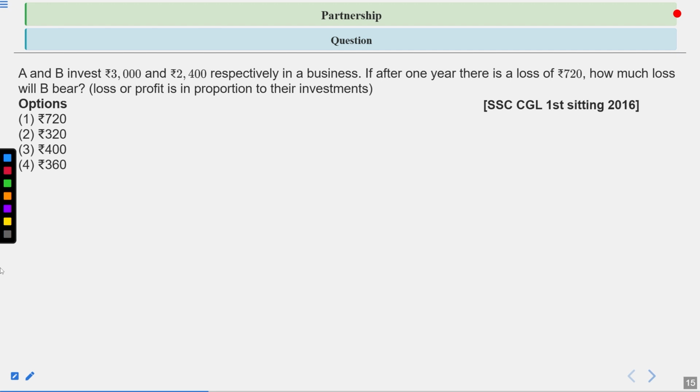A and B invest 3,000 and 2,400 rupees respectively in a business. After 1 year, there is a loss of 720 rupees. How much loss will B bear? Loss or profit is in proportion to their investment. This question was asked in the SSC CGL first sitting exam in 2016. So there are four options. First one is 720 rupees, second is 320 rupees, third one is 400 rupees, and fourth one is 360 rupees.